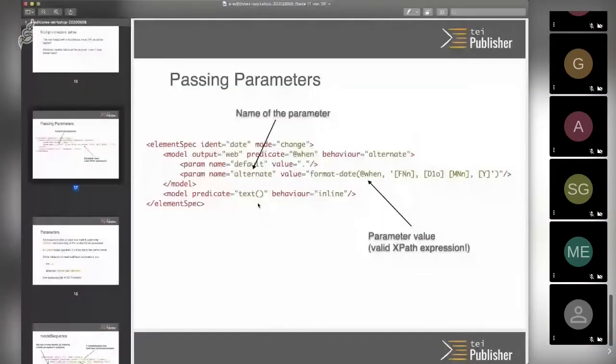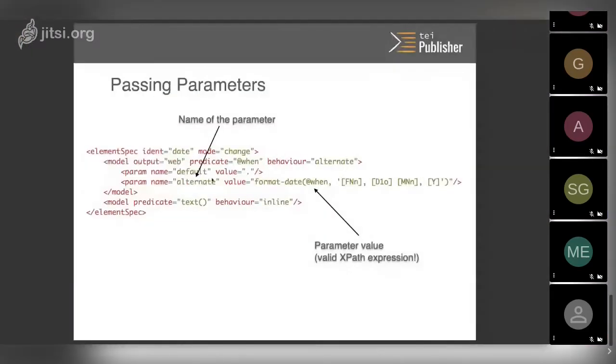So let me show my slides again. So just to explain this, in the XML view, if you look at the XML, then the parameters would be passed in as child elements of the model element, and it would just be param name, value equals something.